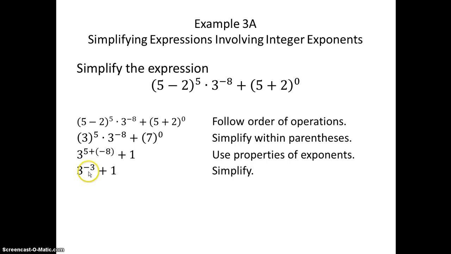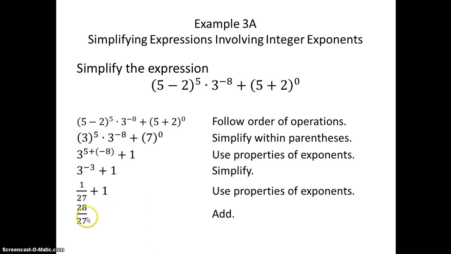And then I'm going to use my properties of exponents to simplify this. 3 to the power negative 3 is the same thing as 1 over 3 to the power 3, and then of course plus 1. Adding these two things together, I get 28 over 27. So this entire expression here can be written simply as 28 over 27.